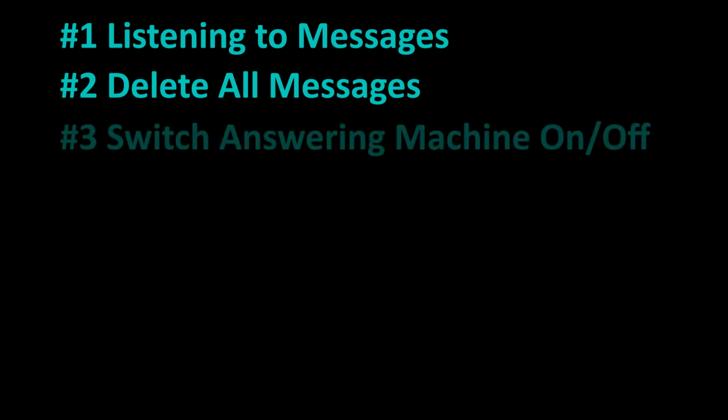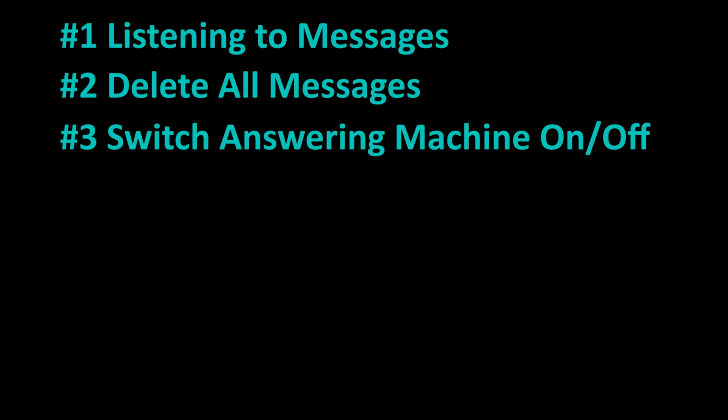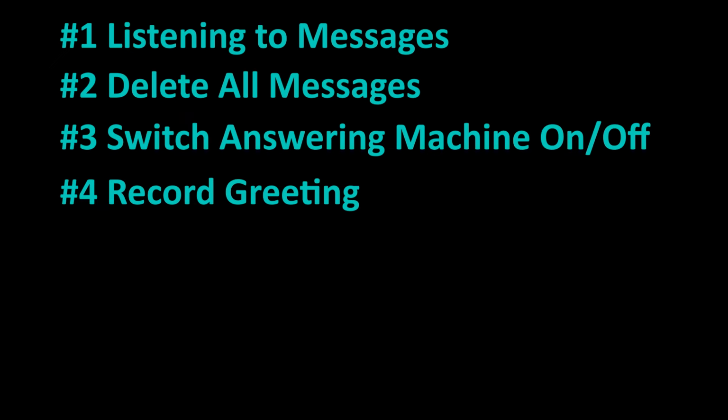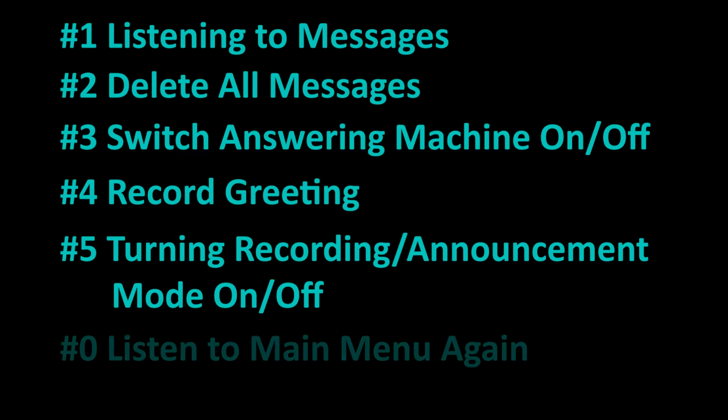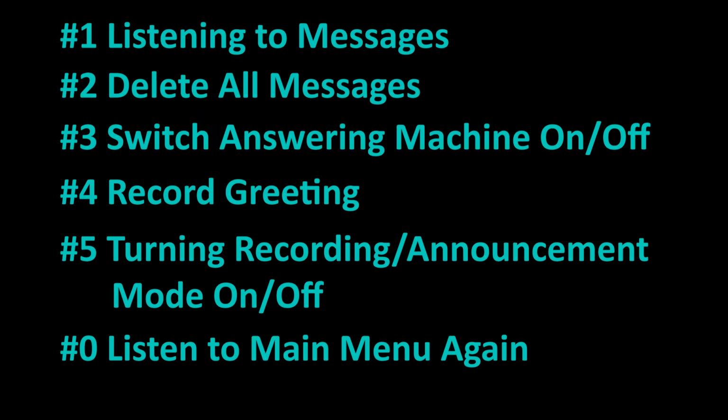Option one is listen to the messages. Option two is to delete all messages. Option three is to switch the answer machine on or off. Option four will allow you to record a greeting. Option five is to turn the recording slash announcement mode on or off. And option zero will allow you to listen to the menu again.